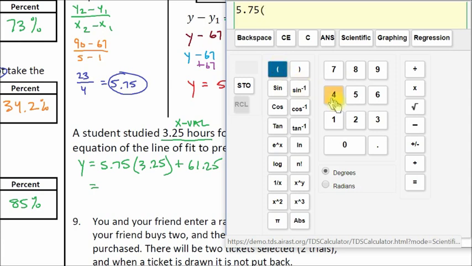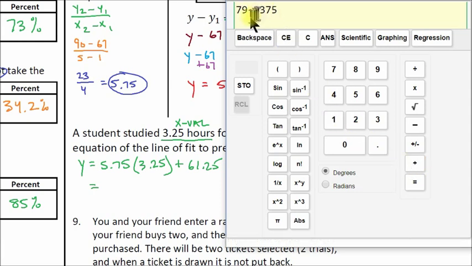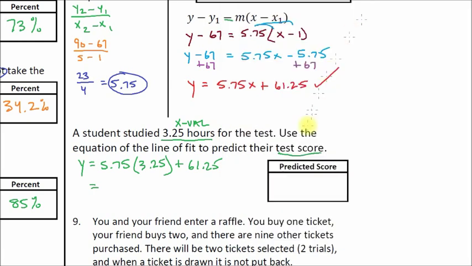5.75 and then parentheses 3.25 parentheses and then we'll add 61.25, equals 79.9375, and I can round that to one decimal. That means I'll just write it as 79.9. So 79.9. I'm going to check that number in a second. Let me write 79.9.